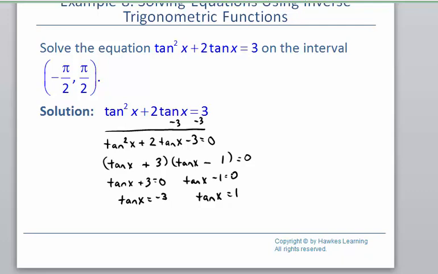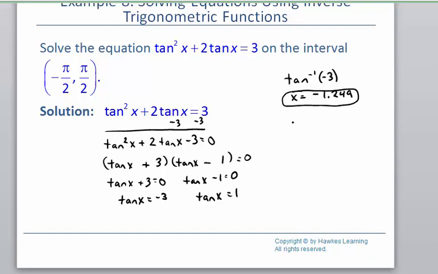Now, for tangent x equaling negative 3, we're going to have to use our calculator and use the inverse or the arctangent function to find that angle. So I'm going to enter it in my calculator as an inverse tangent of negative 3. I'm going to put my calculator in radians before I do that. And we'll end up with negative 1.249. And that's going to be one solution to my equation.